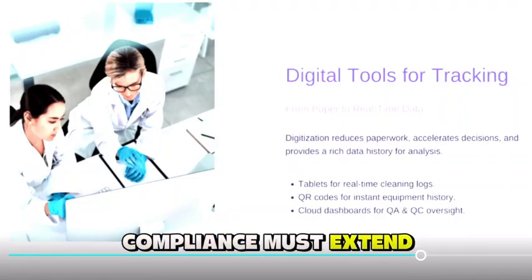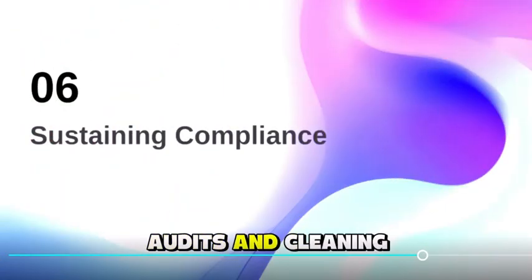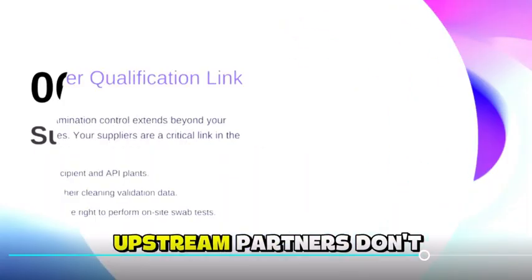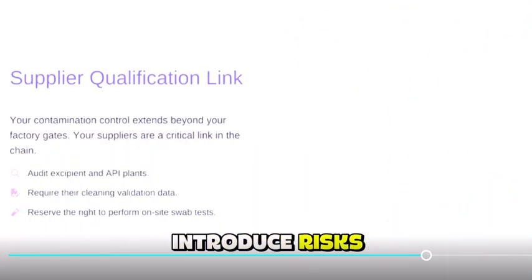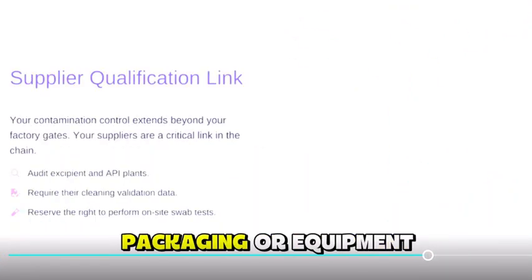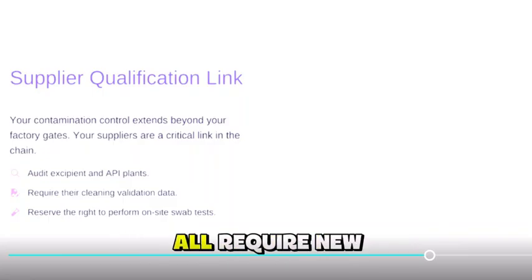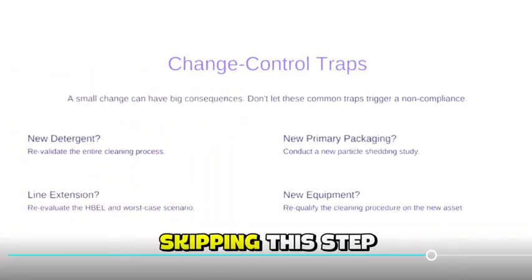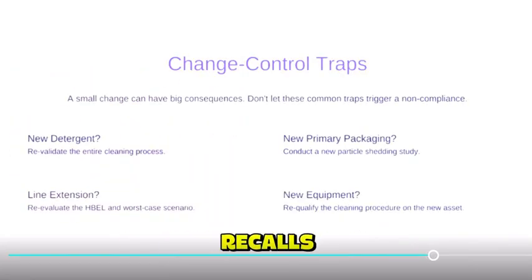Compliance must extend to suppliers. Audits and cleaning data reviews ensure upstream partners don't introduce risks. Changes in detergents, packaging, or equipment all require new validations. Skipping this step has caused many recalls.